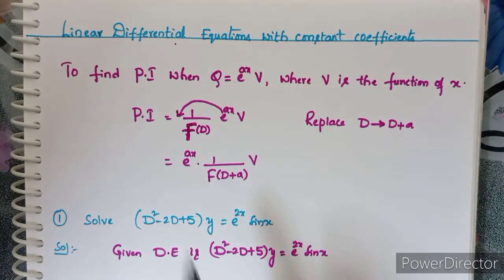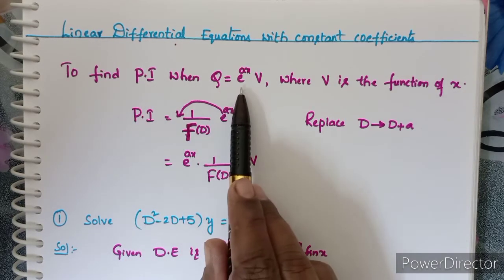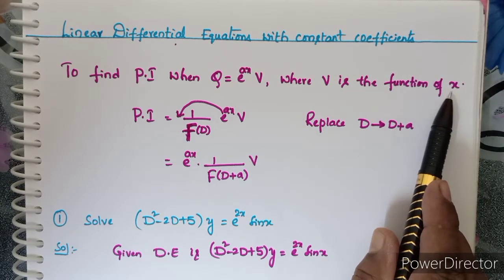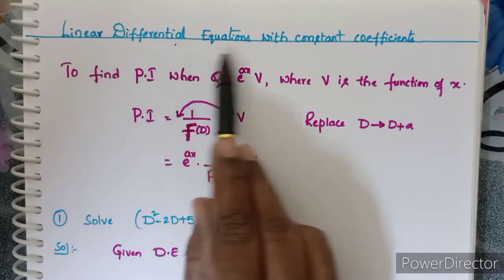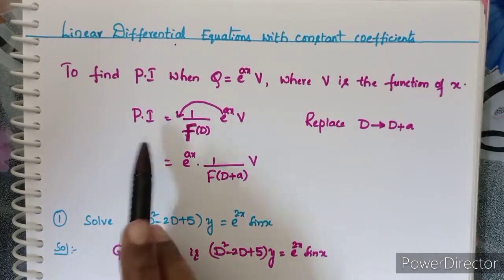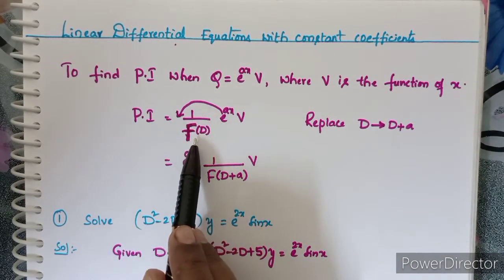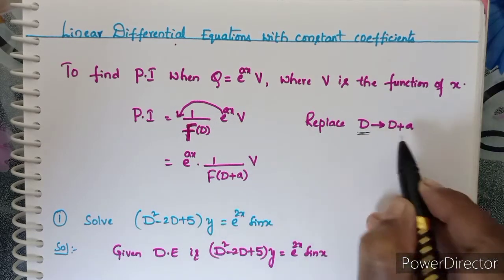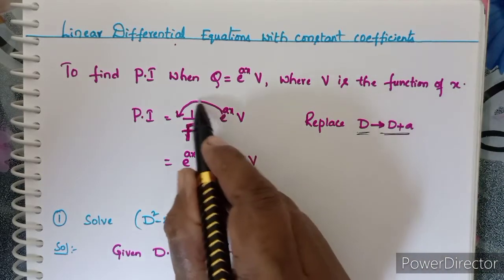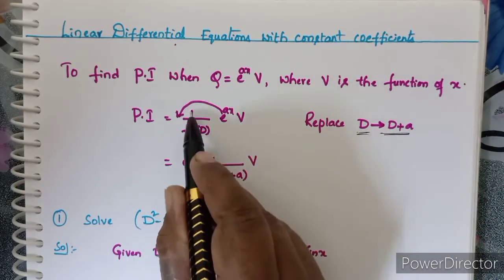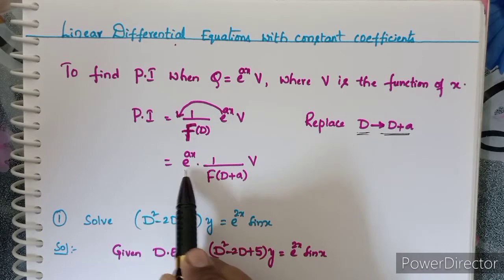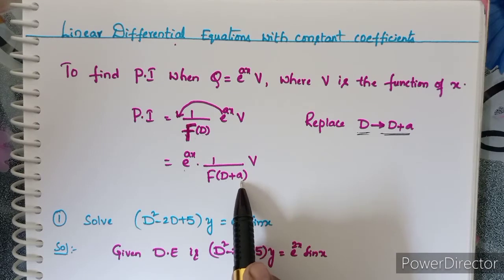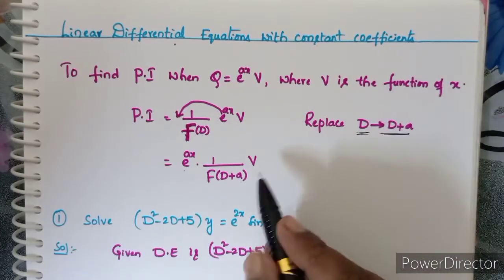Today we'll discuss how to find the particular integral when Q is equal to e^(ax) times V, where V is a function of x. In the chapter on linear differential equations with constant coefficients, the particular integral is 1/f(D) of e^(ax) V. We replace D by D plus a, bringing e^(ax) outside the operator 1/f(D). So it is e^(ax) times 1/f(D+a) of V. Now we have to proceed.